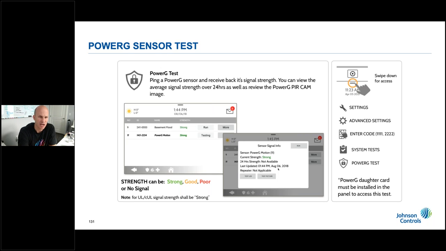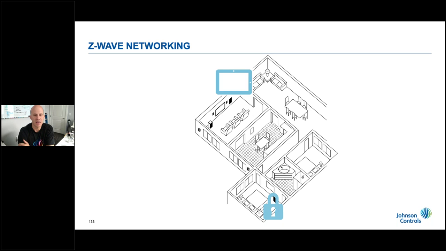On Power G, we have a very unique Power G test. You can run the test directly from the panel. You can actually ping the sensor and you get a result: strong, good, or poor. They're color-coded. It's also the same result that you can get directly on the sensor itself via the Power G LED or the placement test. And again, we have a great video on this, but we won't watch it today. You can watch it off our YouTube page.